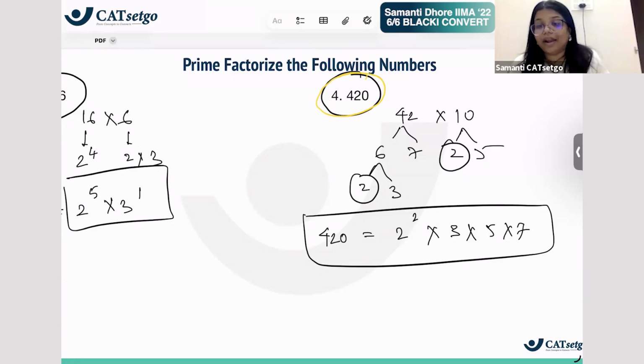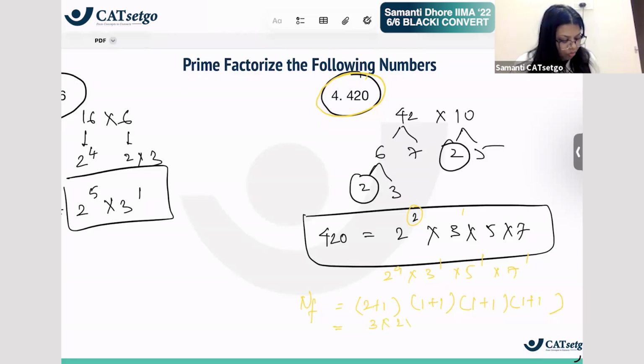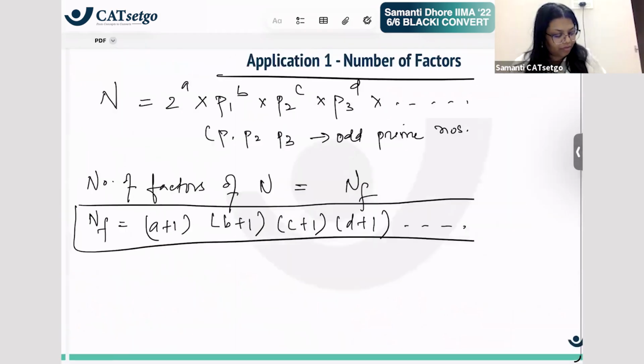Okay. Now, if you have to find how many factors 420 has, what are you going to do? You know that this is written in the form of 2 raised to a into p1 raised to b, p2 raised to c, p3 raised to d, and so on. So, number of factors of 420 are going to be (2 plus 1), then (1 plus 1), (1 plus 1), (1 plus 1). This will be 3 into 2 into 2 into 2, which is 24. So, number of factors of 420 is 24. Did you understand what the number of factors formula is for? Right? So this is how we can find number of factors.